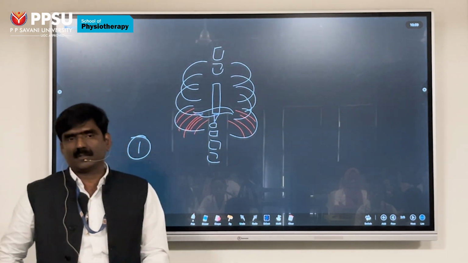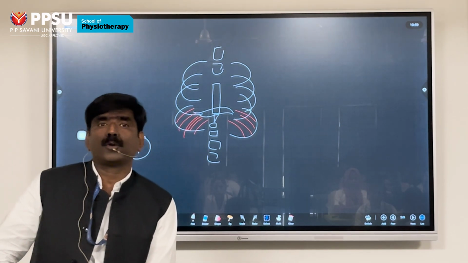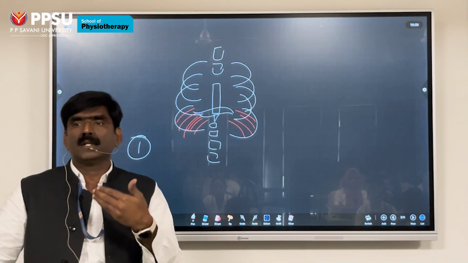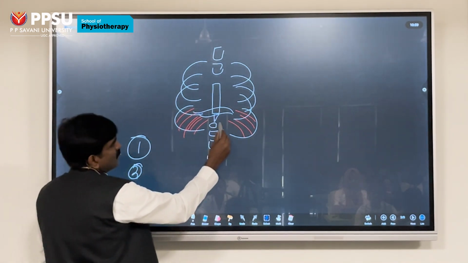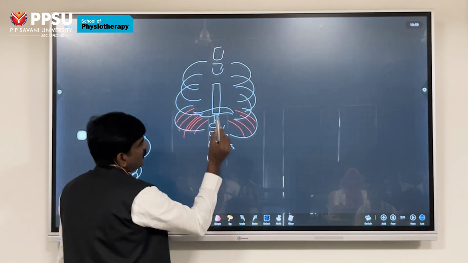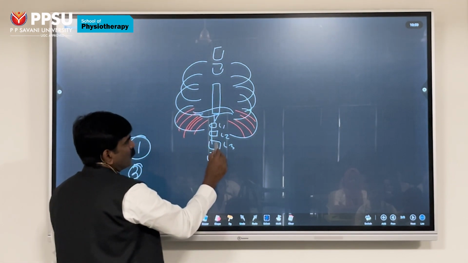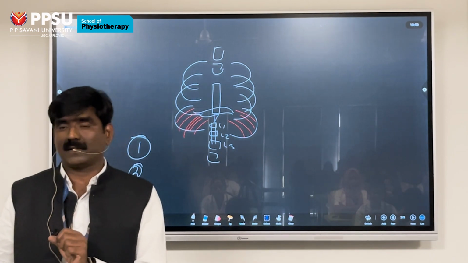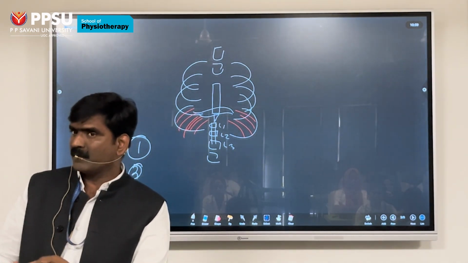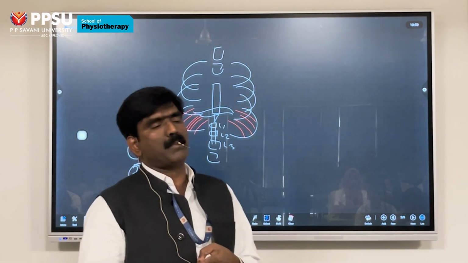The second origin is the xiphoid process, the posterior surface of the xiphoid process. And the third origin is the L1, L2, and L3 vertebrae. There are two crura, the right crus and the left crus. There are three parts: sternal part, costal part, and crural part.